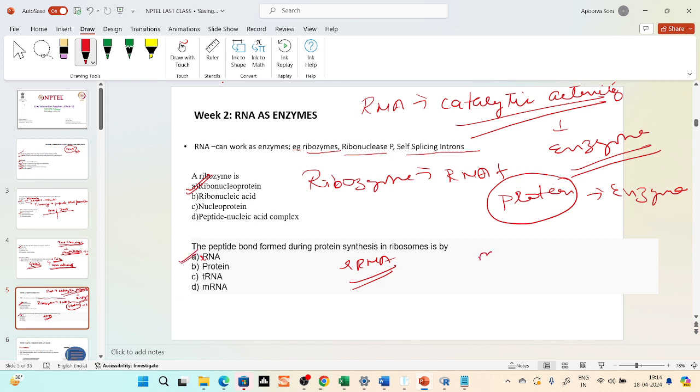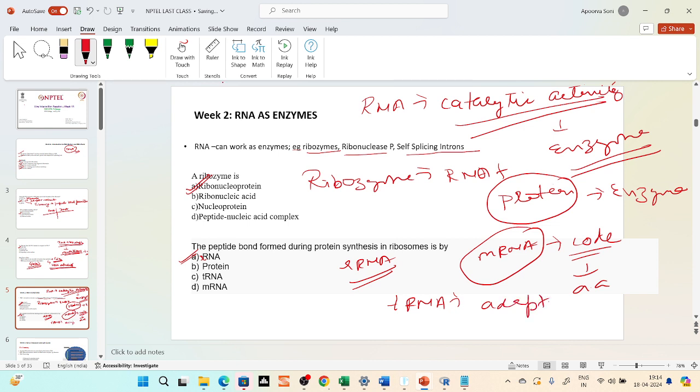Why? Because mRNA will serve the code which will be converted into amino acid. tRNA will function as an adapter molecule which will bring the amino acid. And the actual peptide bond between the amino acids is formed because of ribosomal RNA.